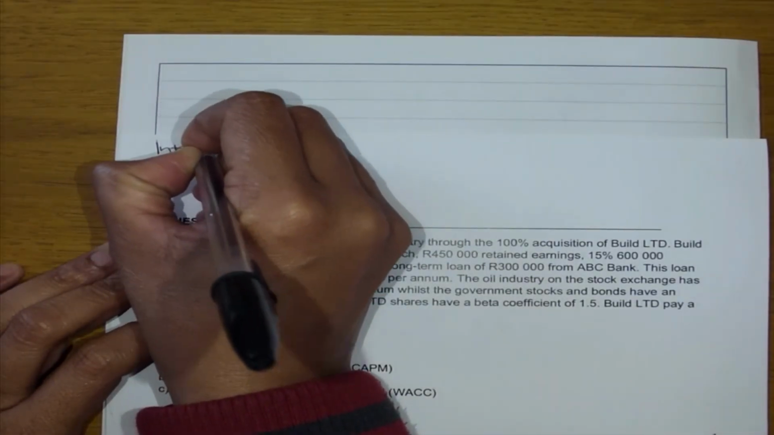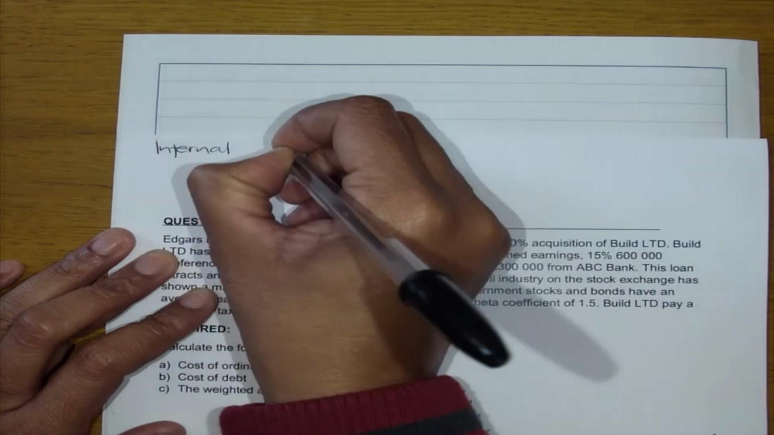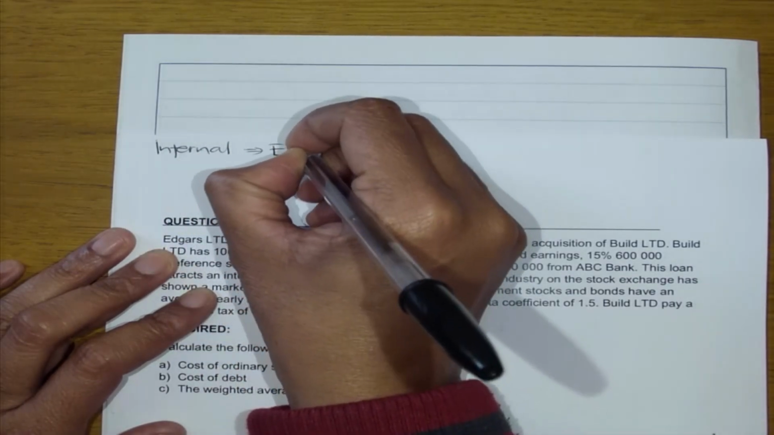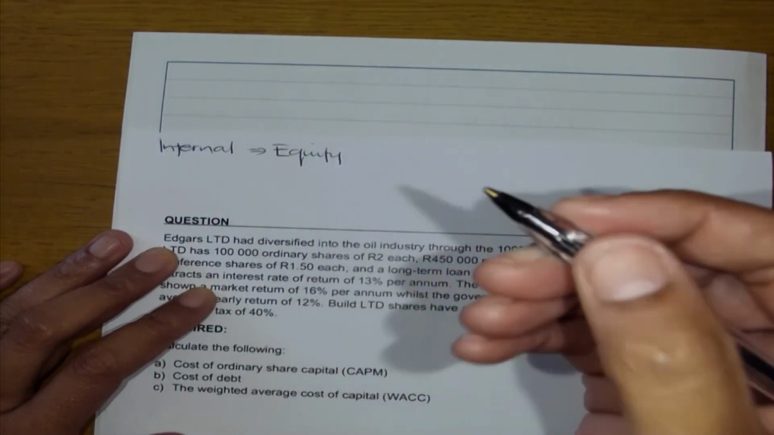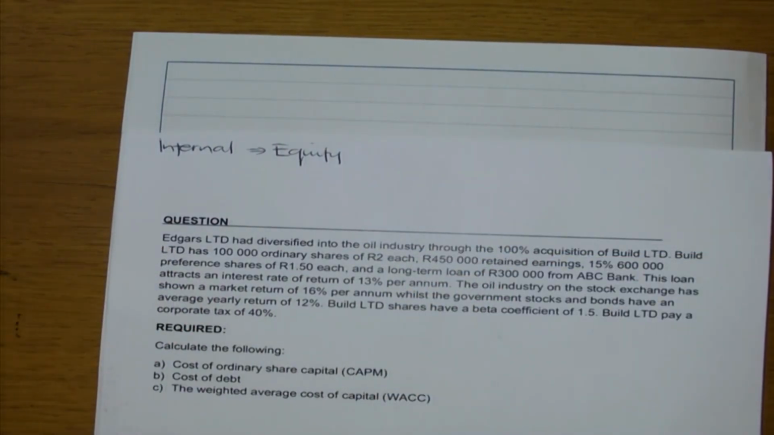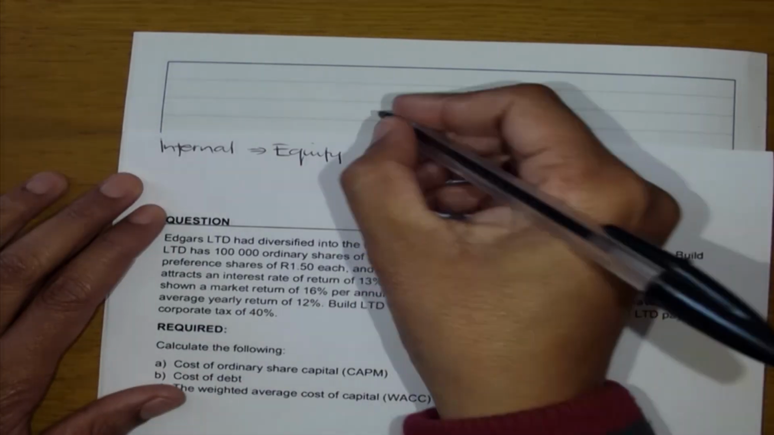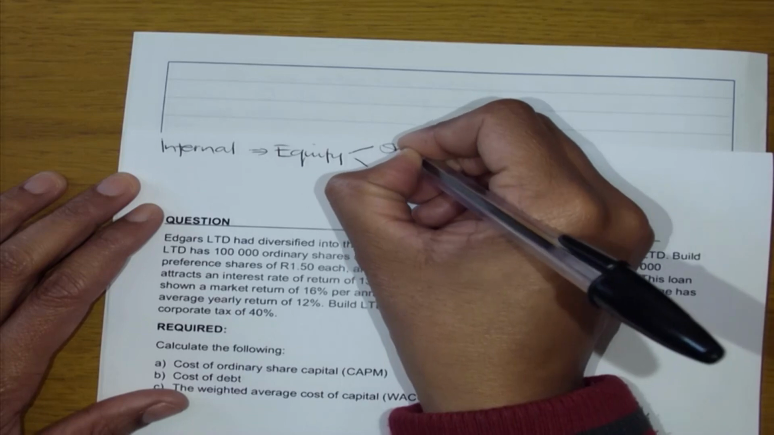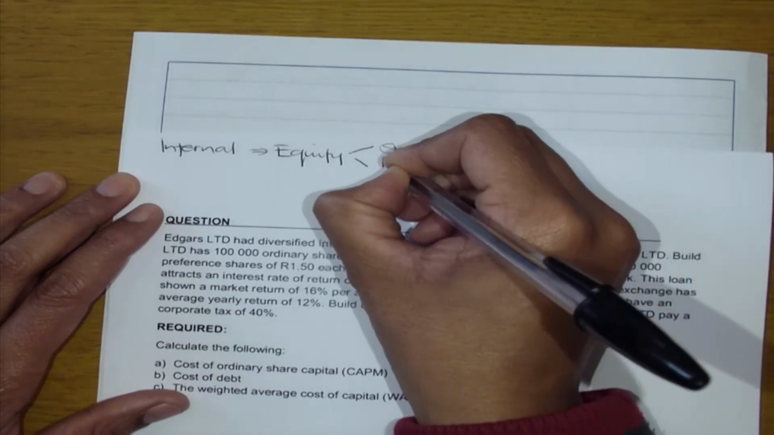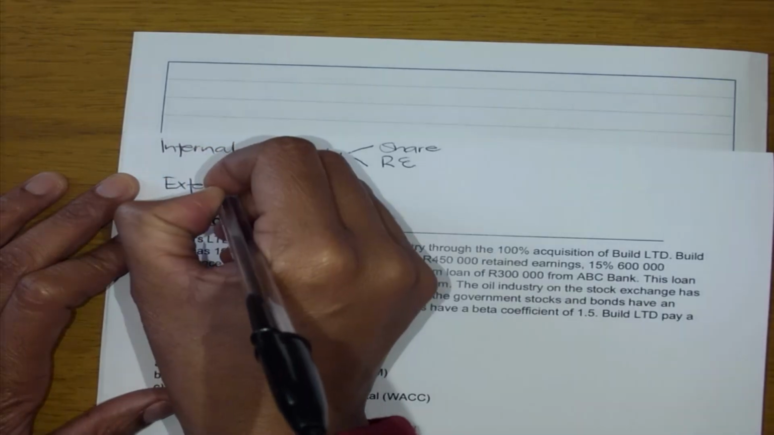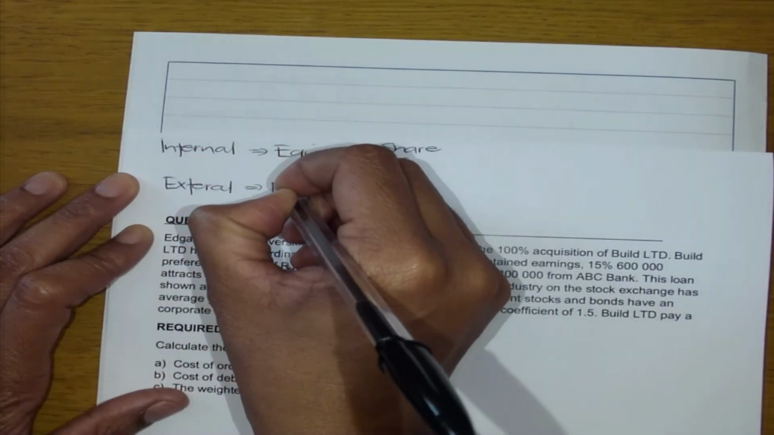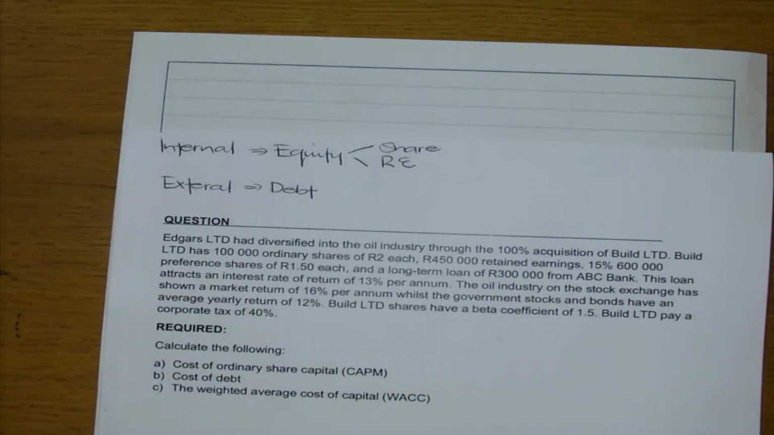Internally will normally be equity, which is shares or last year's profits. Now, shares, you get your ordinary shares, you get your preference shares. Last year's profits is called retained earnings, right? So you can get this from shares and retained earnings. Or you can go and borrow externally. Externally is debt, right? You go to the bank and then you go and borrow your money.